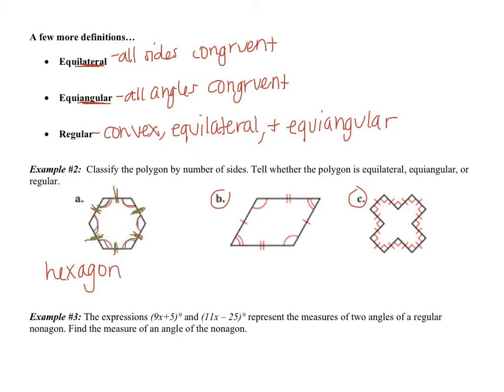Is it regular? In order to be regular, the figure has to be convex. This hexagon does not have any parts that are caving inwards. So yes, this figure is convex. That makes this a regular hexagon. So it's convex, it's equilateral, and it's equiangular. Right now, pause the video and try B and C on your own, please. Write something down. When you are finished, come back and we'll go over it together.